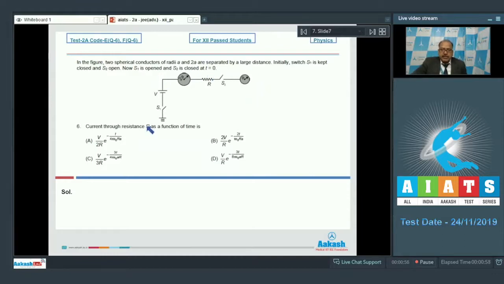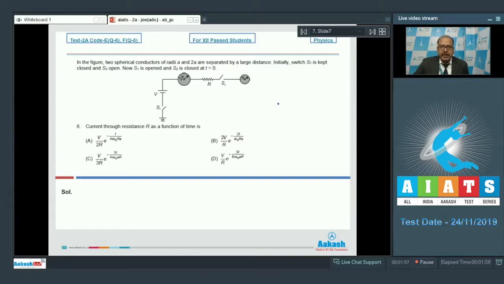And this is the network given to us. We have switch S1 here. There is a battery of EMF V. The switch S2 is here. Now question 6 says, current through resistance R as a function of time is. Well, the question involves concepts of current, electricity and also capacitors.